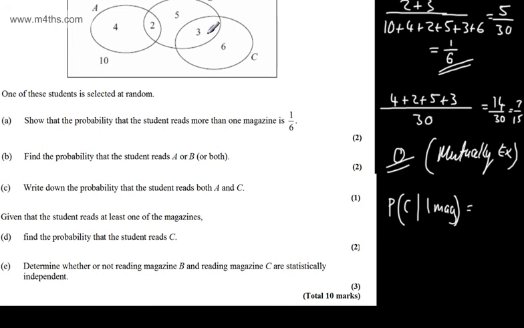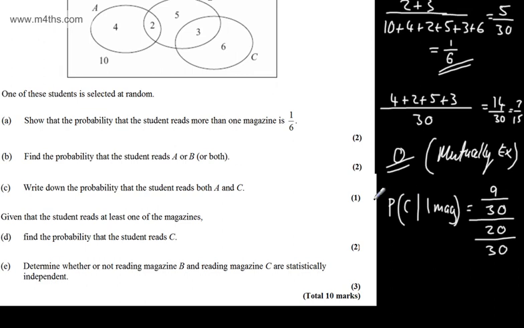We can see now that we have 9 on here. 9 read C, so we can put 9, so that's going to be 9 out of the 30, and then we're going to divide that by 20 out of 30. We see that there are 20 students who are going to be reading at least 1 magazine.